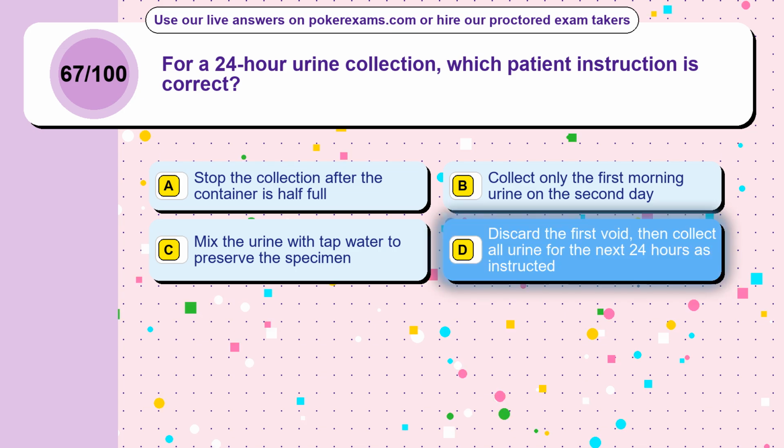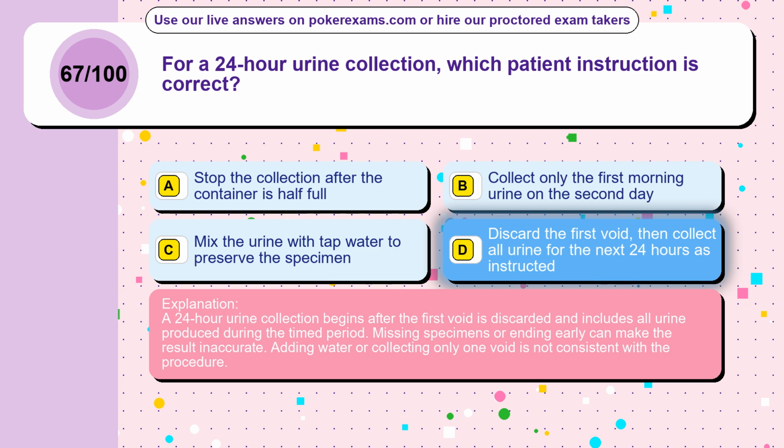The correct answer is option D. Discard the first void, then collect all urine for the next 24 hours as instructed. A 24-hour urine collection begins after the first void is discarded and includes all urine produced during the timed period. Missing specimens or ending early can make the result inaccurate. Adding water or collecting only one void is not consistent with the procedure.